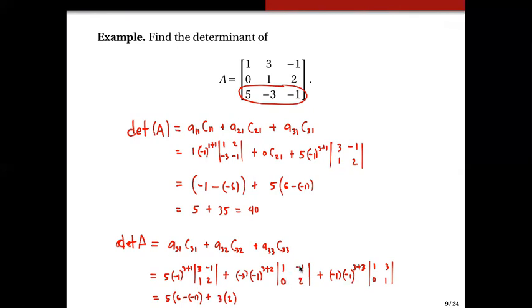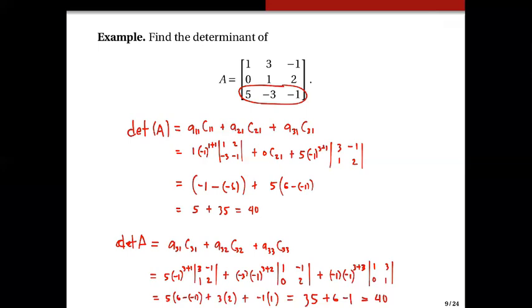Then plus, here you have negative 1 times negative 1 raised to 3 plus 3. 3 plus 3 is 6, negative 1 raised to 6 is positive 1. So you have minus 1 times 1 times 1 minus 0 times 3. If you simplify this, you will get 35 plus 6 minus 1, and this is equal to 40. So again, the same value as this.